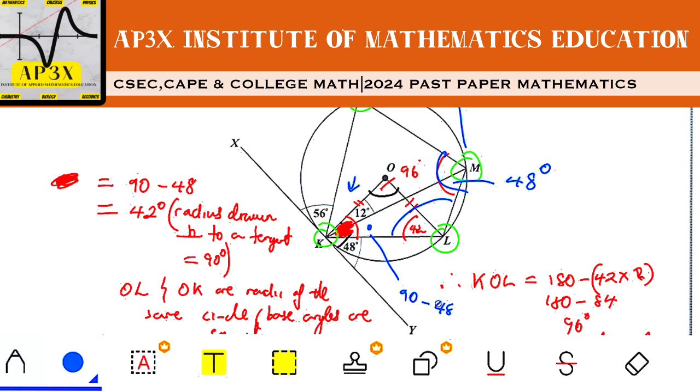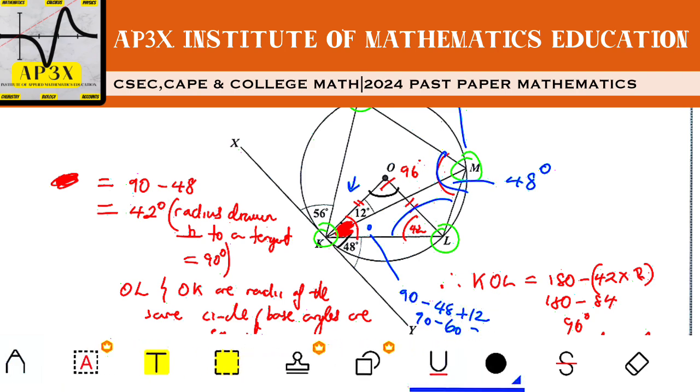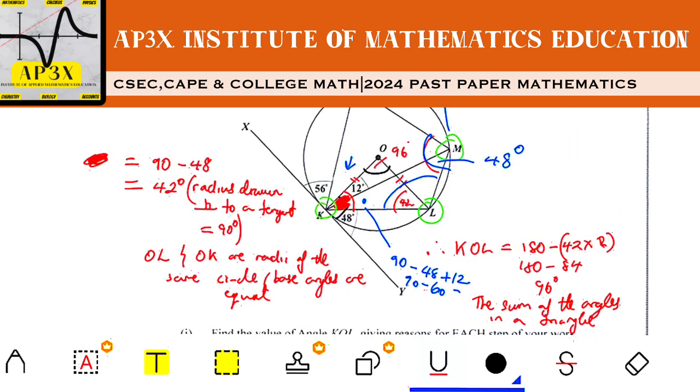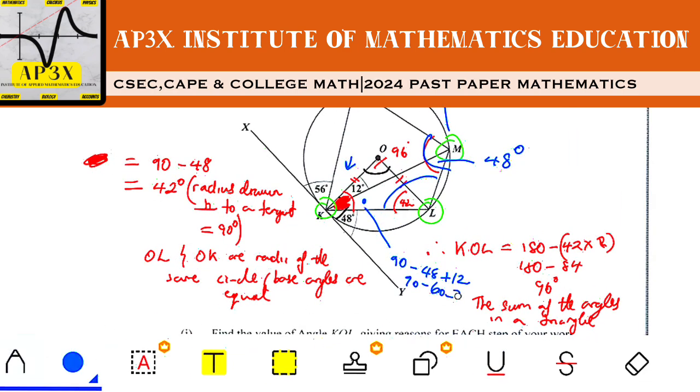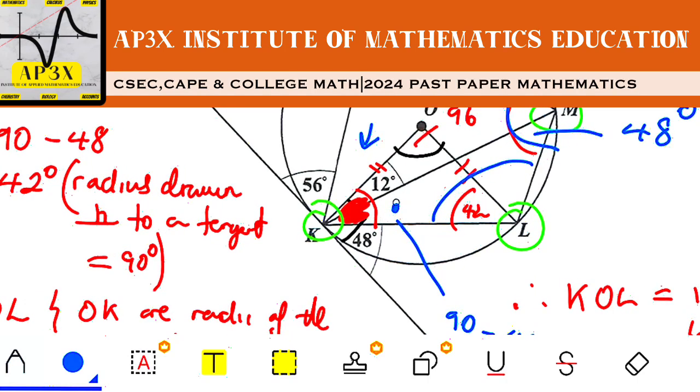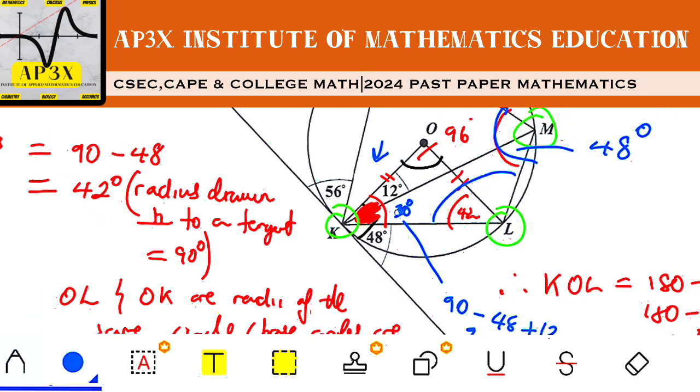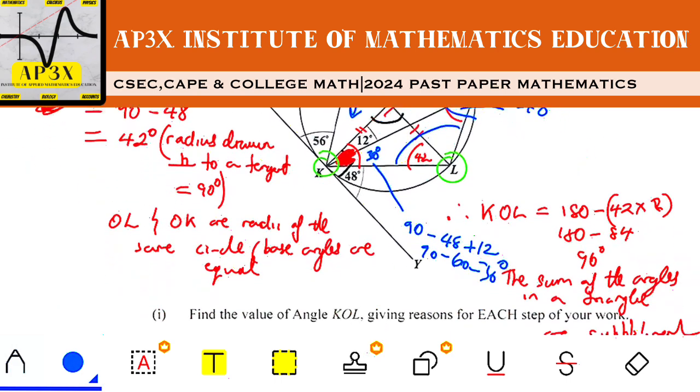So 90 minus 48 and 12. That's about 60. So that's equal to 30 degrees. So I know that this little piece of angle right in here is 30 degrees. And so now that we have this angle of 30 and this angle of 48, all of this angle can then be found by adding 30 to 48 and taking that from 180.